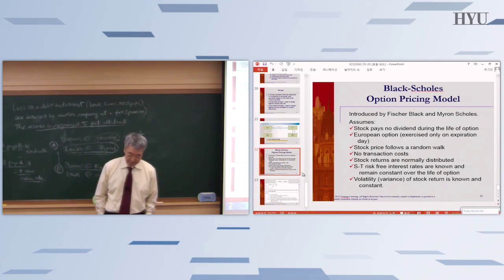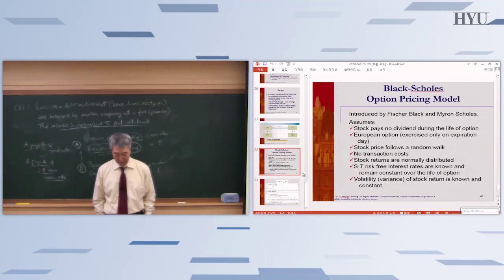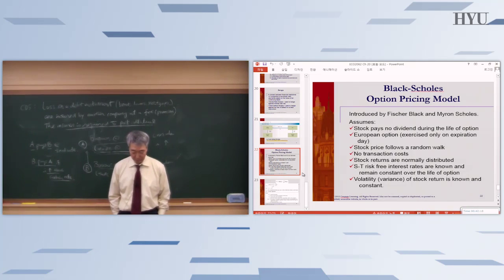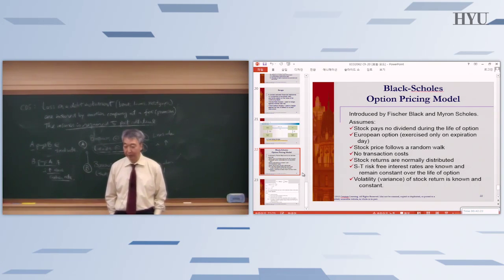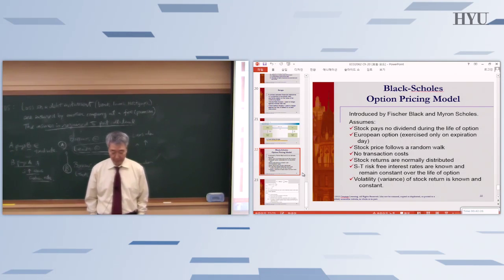So here are some assumptions. Again, economists make a lot of assumptions. The stock pays no dividend during the life of the option, and we also assume a European option, which means it is exercised only on the expiration day, just one day, not before the expiration. The stock price follows a random walk. What does that mean?